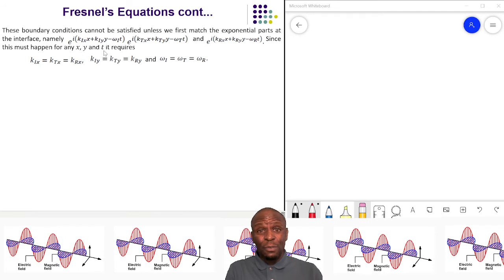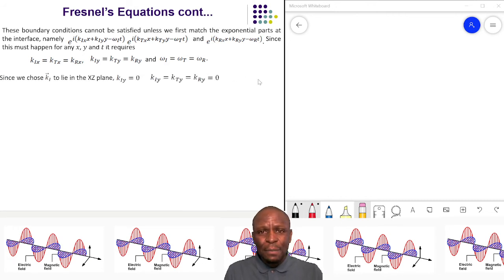This wave is a function of time. The electric field and the magnetic field are functions of time. It requires that the K incident in X, transmitted and reflected in X must all be equal, and this must also be equal in Y. Don't ask me why there's no Z. There's no Z because there's no magnetic or electric field in Z. The Z is only the direction of the propagation. And the frequencies must also be the same.